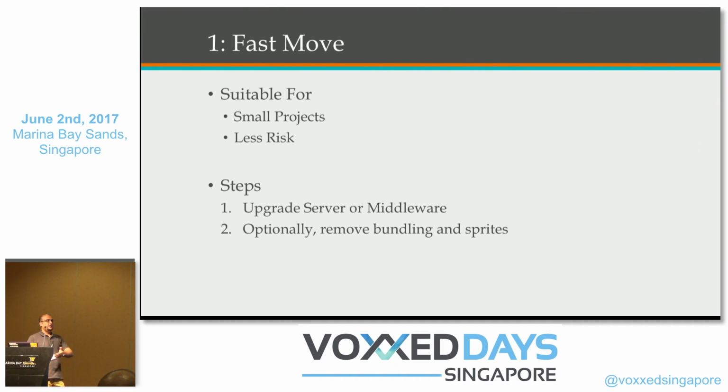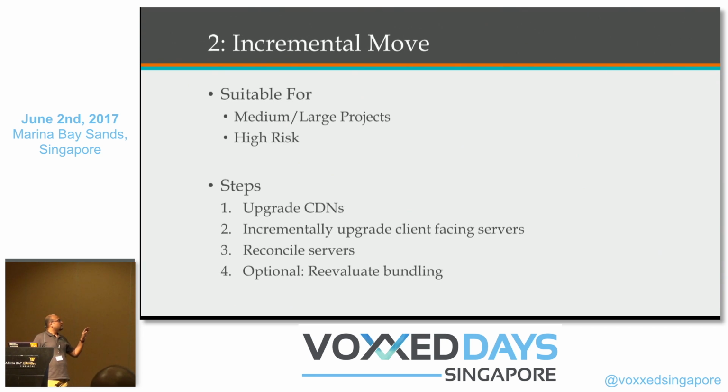But let's say most of us are working on medium or large projects, maybe an enterprise project. So probably this is not a good strategy for big projects. For that, it's more about the incremental move. For an incremental move, you need to start with some low-hanging fruit. I think you should start with upgrading the CDNs or the static servers, because there is less risk there and it will not impact a lot of things. And then incrementally upgrade the client-facing servers, however many you have.